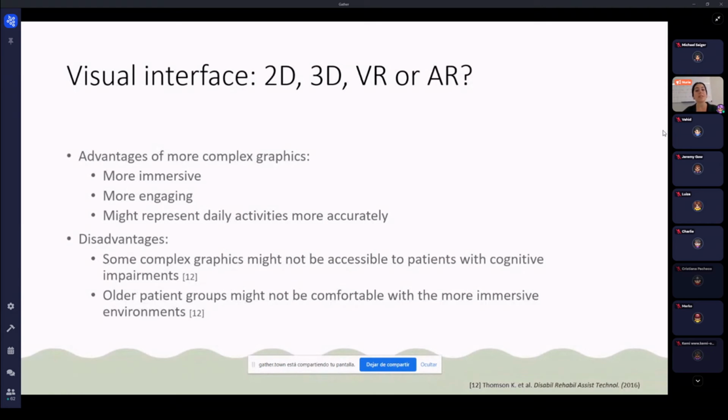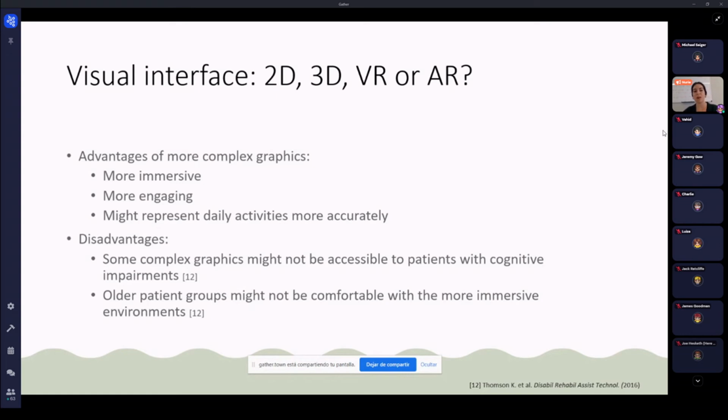Regarding the visual interface and the graphics that the game uses, using more complex graphics does have some advantages, so it can be more immersive, more engaging, and it might represent daily activities more accurately. So now keep in mind that the ultimate goal of this motor rehabilitation is to have the patient be able to recover this independency in performing their daily life activities, right? So being able to represent an environment where they can actually practice these particular activities that they are going to be doing after they recover can be quite useful.